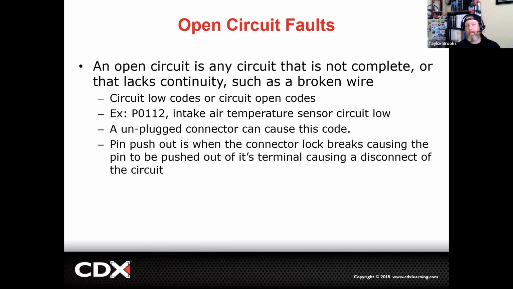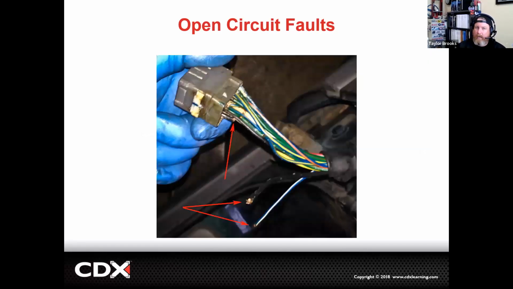So this can be due to a broken wire. The example of that is I'm going to be using intake air temperature sensors for that. So you'd have a P0112 intake air temperature sensor circuit low. Circuit low is an indication of an open circuit. Now this can be an unplugged connector or a pin pushed out or a rat going through and actually eating the wire and opening it.